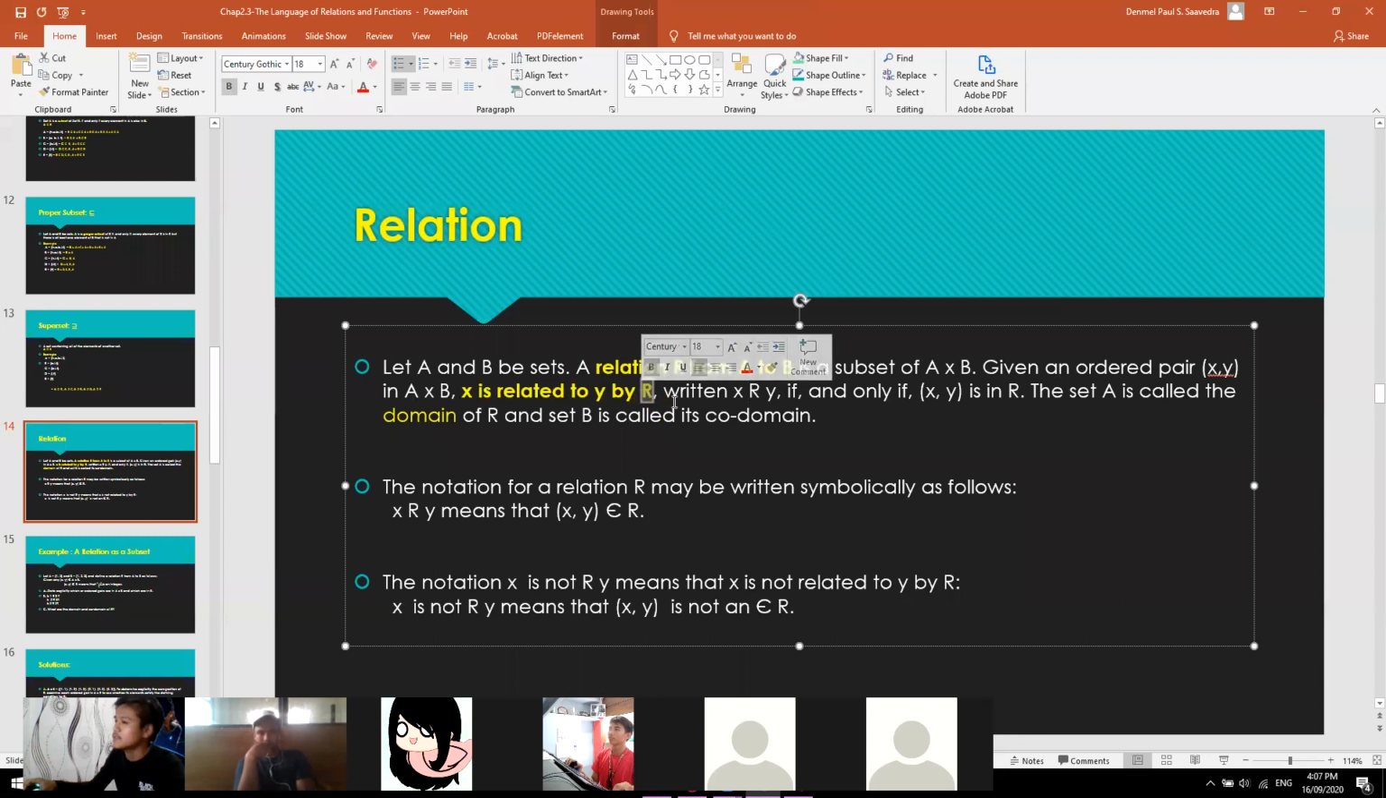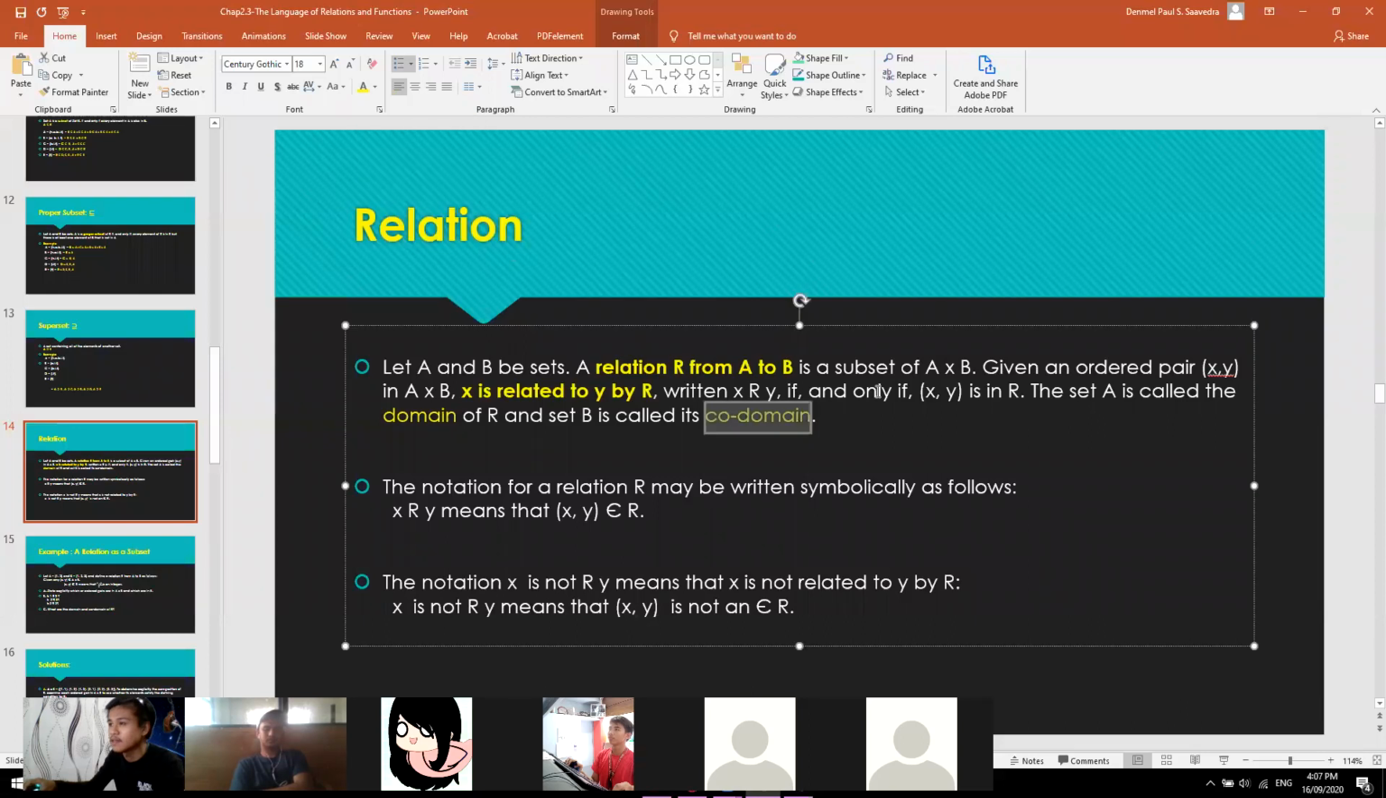So when we say R, this is the relation. Like for example, X is a subset of Y, X is a proper subset of Y, X is the universal set of Y. Ano pa ba? Yung mga set na sinabi ko kanina. So that's the relationship. Written X R Y if and only if X, Y is in relation. So we have a condition for that one before you can say that they are in relation with each other. So the set A is called the domain of R and the set B is called its codomain.